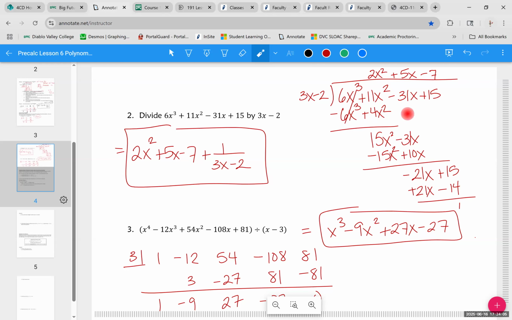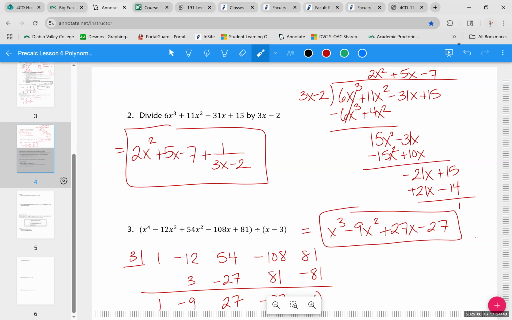Down to 15x squared and bring down the next one. And then what is 15x squared divided by 3x? 5x. Multiply 5x by 3x plus 2. Change the signs and add. And one more time to do it, looking at 3x into negative 21x, writing that negative 7 up top, and then multiplying and adding. So I end up with a remainder of 1 in that case. So my final answer could be written like this: quotient plus remainder over divisor.